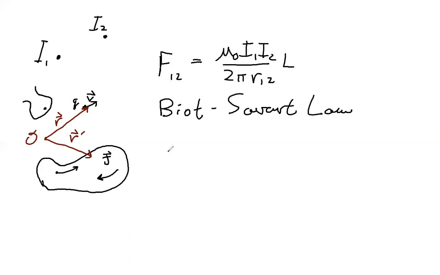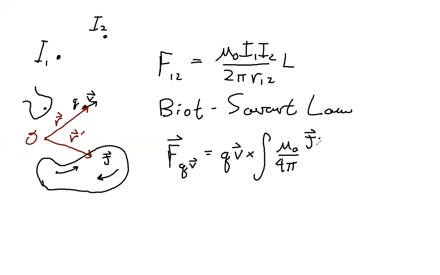And what we can do is write a generic expression for the force on Q when it's also moving at speed V. And it works out that that is Q times V cross, so it's a cross product, the integral of mu naught over 4 pi, just a constant, the current density at R prime crossed into R minus R prime over R minus R prime cubed, integrated over all possible values of dr prime.